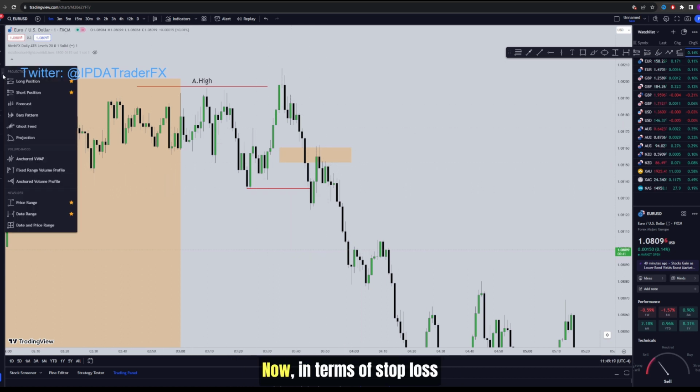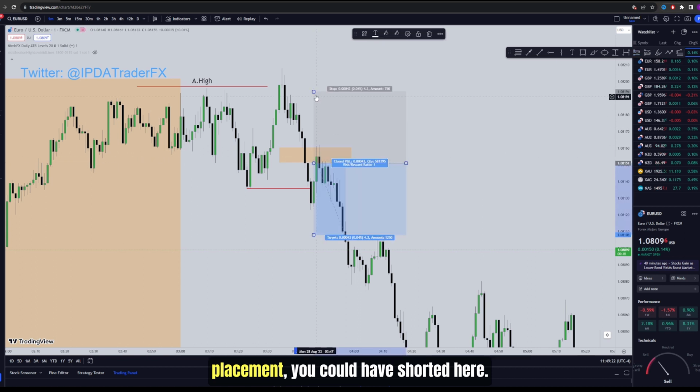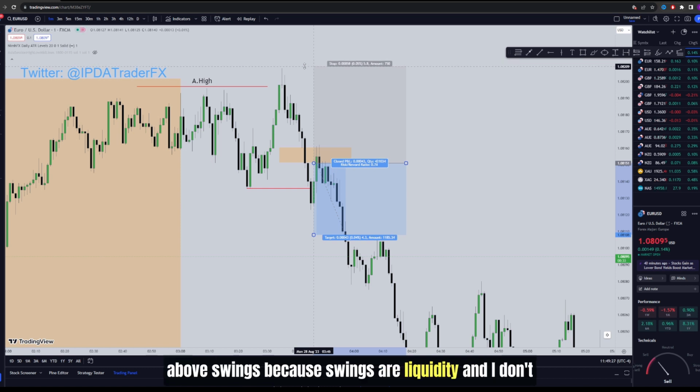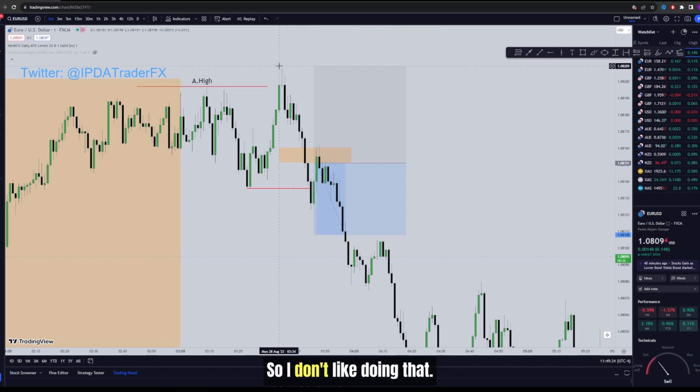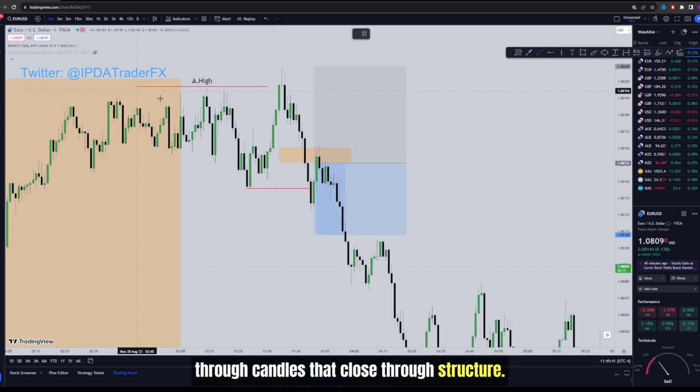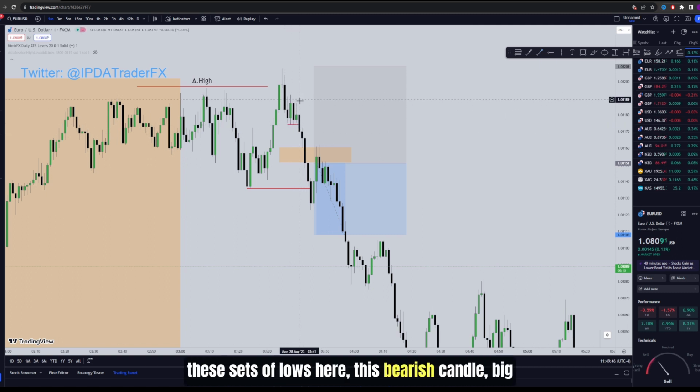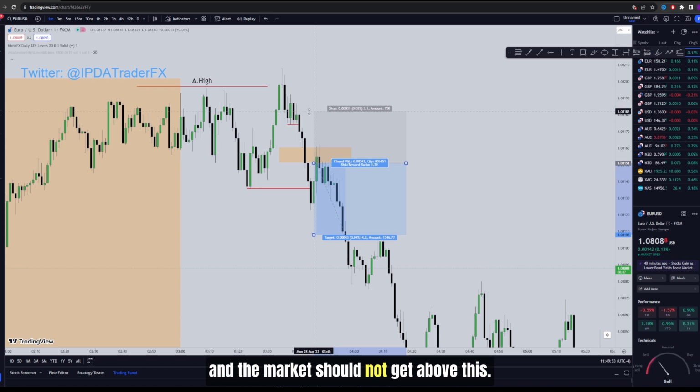Now, in terms of stop loss placement, you could have shorted here. You have multiple options, and I'm never a fan of placing my stops above swings because swings are liquidity, and I don't want to be liquidity more often than not, so I don't like doing that. I like to place my stop loss through candles that close through structure. So what I mean by this is we have these sets of flows here. This bearish candle, a big wide-ranging candle, closes through these lows there. So therefore I consider this area to be done, and the market should not get above this.